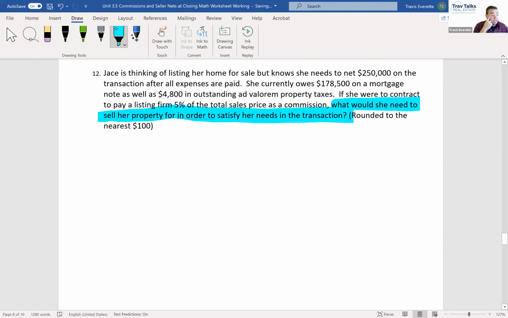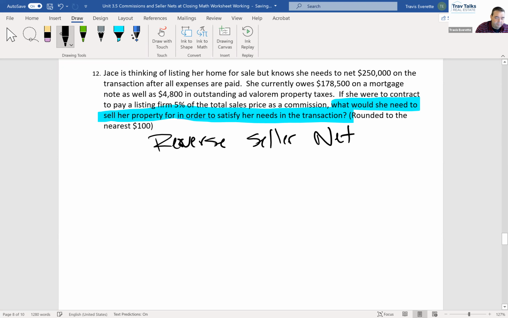So when you have a question like this, I call this the reverse seller net. You're working in reverse because they've given you the net. So start with the net. Since you're working in reverse, we're going to start with, well, she needs at least $250,000. But she also needs to pay off that $178,500 mortgage.